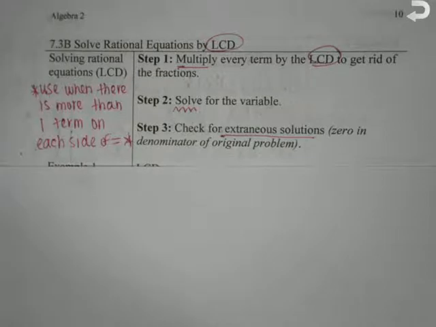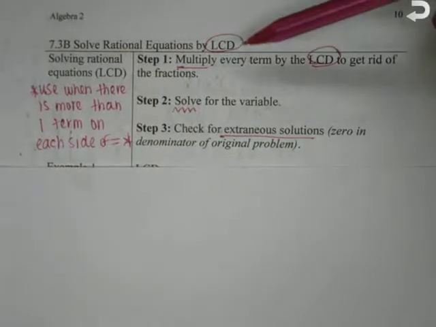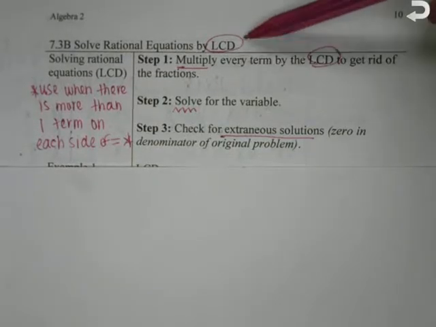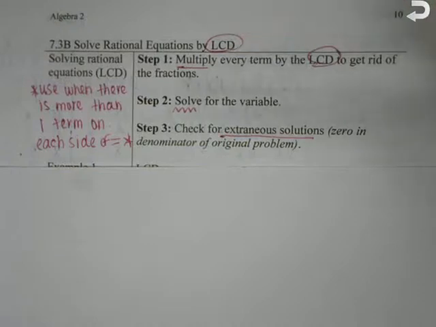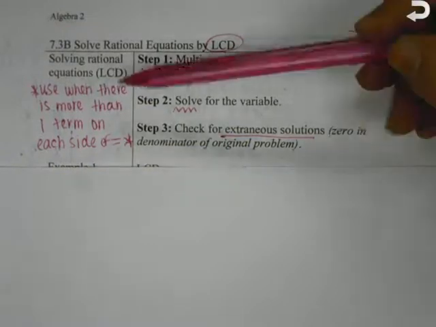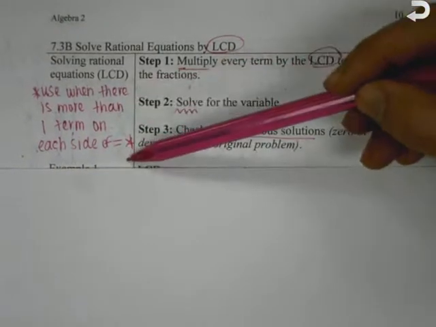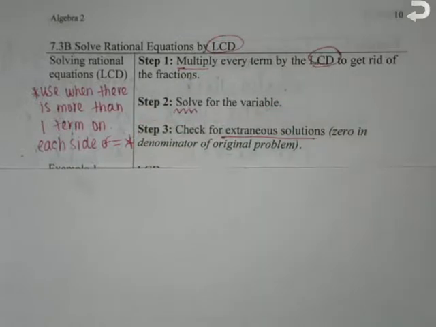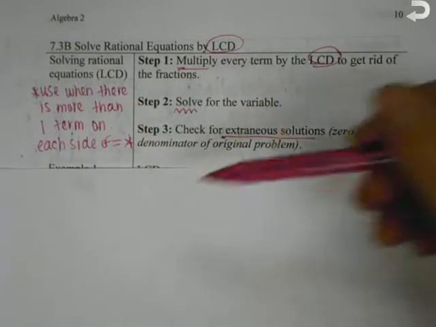Okay. So our second method for solving equations is going to be by LCD. We use this when there is more than one term on each side of the equal sign. So we use cross multiplying when there's one term on each side only. LCD is all other times.